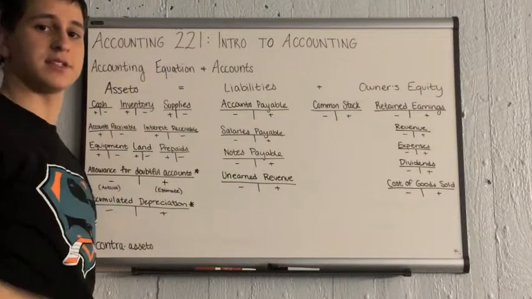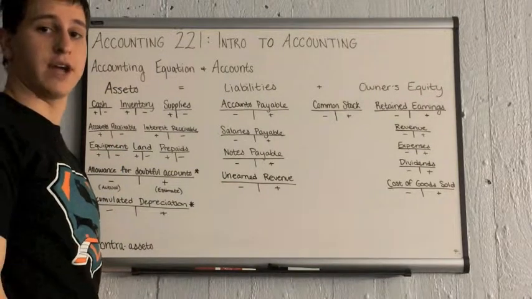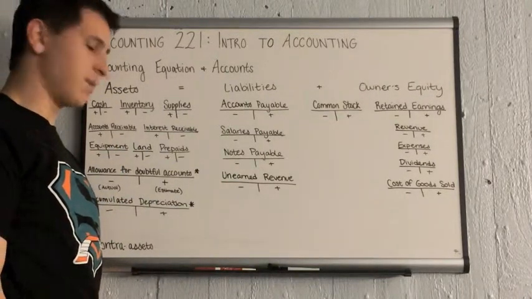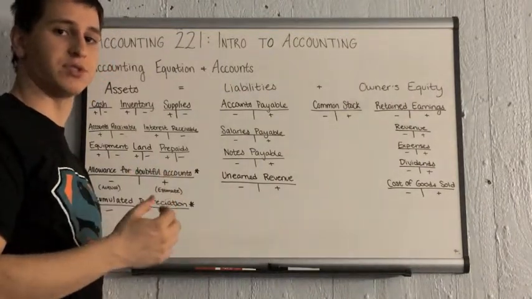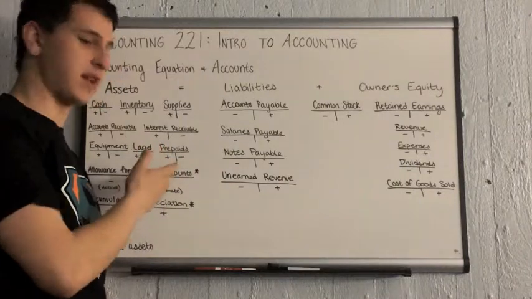With equipment, things like your delivery truck or your farm's tractor. With prepaids, such as insurance, since you have not yet received the actual insurance, but you paid for it in advance, therefore it's an asset.